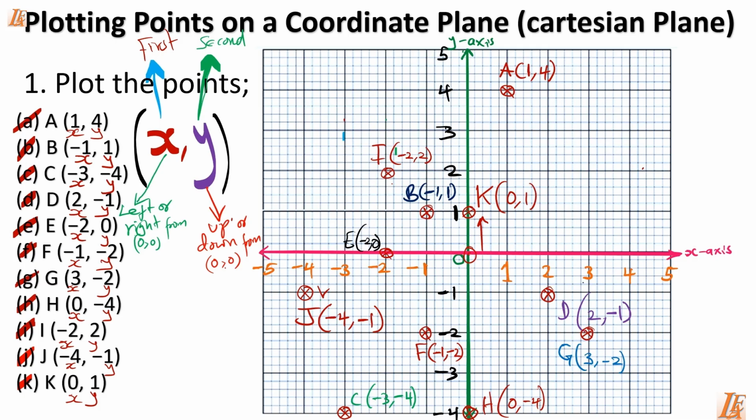So that's how you locate points on a Cartesian plane. Now, are you able to locate this point? 3. Can you locate that point? And then you comment the coordinates on the comment section.